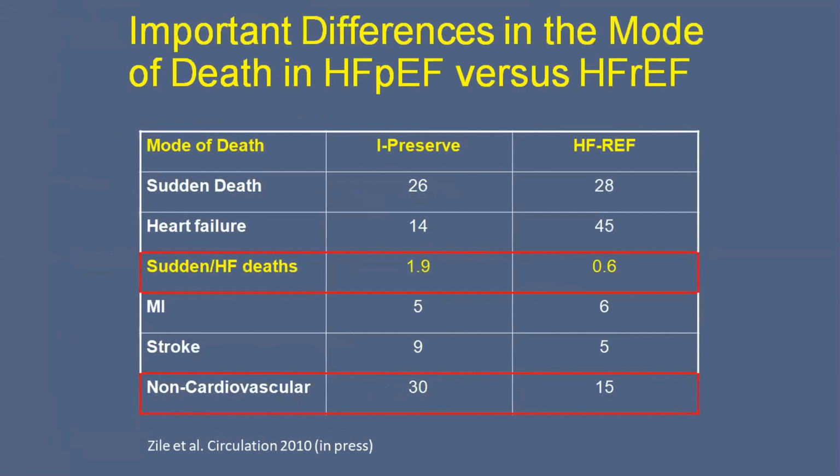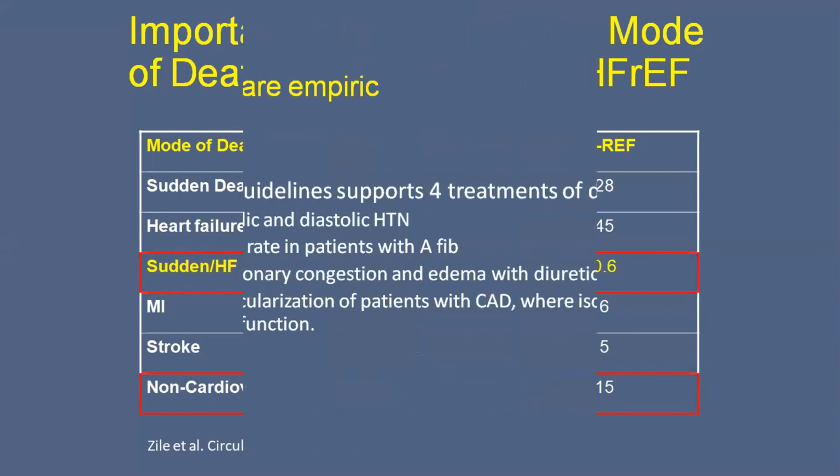This is the mode of death in heart failure with preserved ejection fraction compared with heart failure with reduced ejection fraction. That is the mode of death: sudden death, heart failure, myocardial infarction, stroke, non-cardiovascular, in preserved and reduced ejection fraction. This is the comparative percentage.